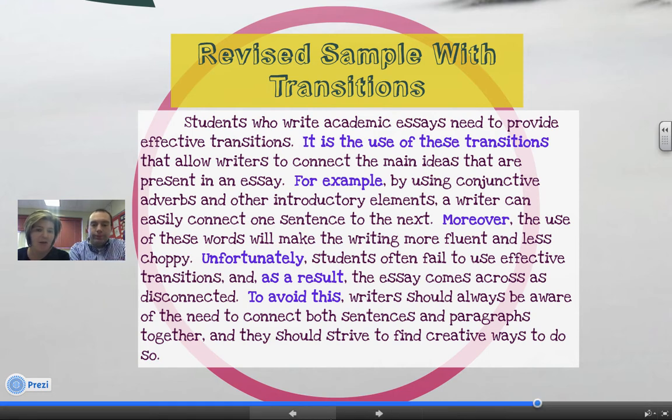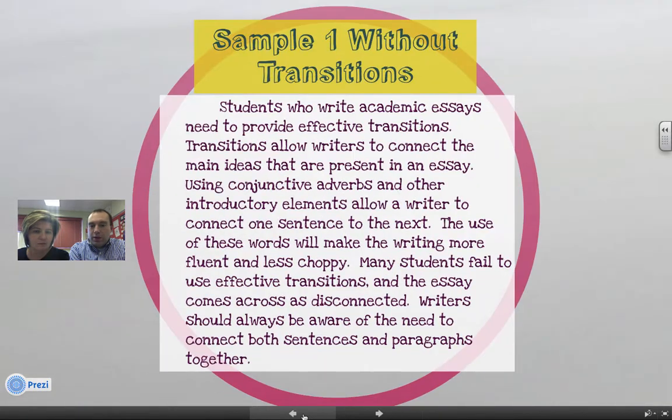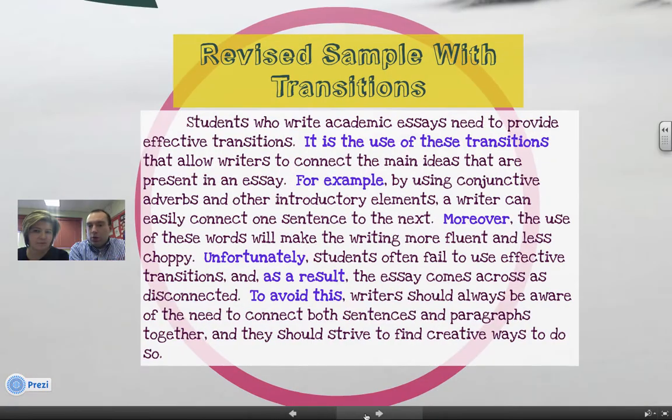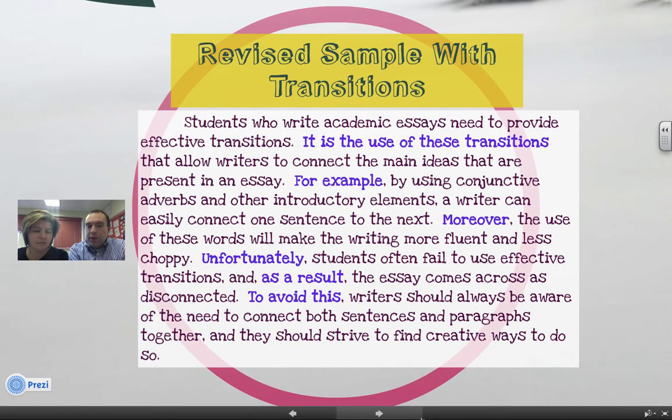So you could see where I've added several transitions throughout this paragraph, and the transitions allow the paragraph to flow more smoothly. It was actually even hard for me to read the first paragraph out loud, just because it was hard for me to understand what was happening, whereas this one makes so much more sense just because of those words in the blue that are the transition statements or words.